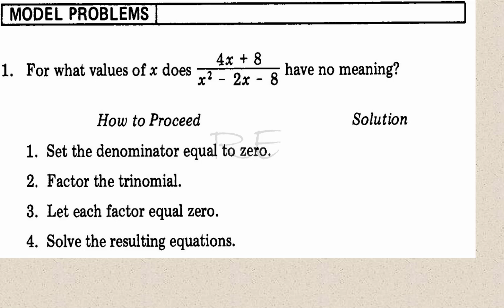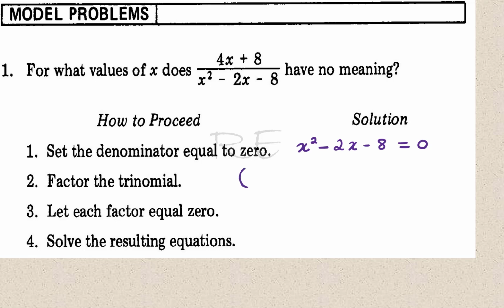For what value of x does 4x plus 8 over x squared minus 2x minus 8 have no meaning? How to proceed? Division by 0 is forbidden. So we need to set the denominator equal to 0. Now the denominator is x squared minus 2x minus 8. We'll set it equal to 0.